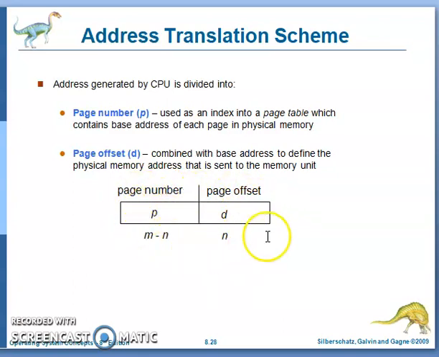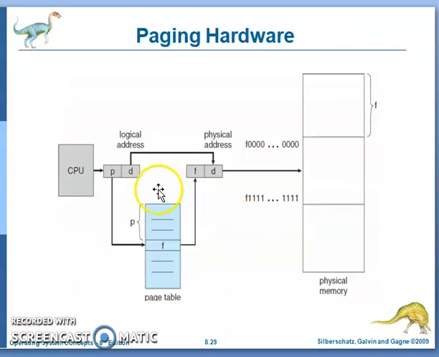So the total of m minus n and n bits is the total number of bits. The logical address can be divided into two parts: one is the page number and the second is the page offset. Now the CPU generates the logical address, which is divided into two parts: the page number, and the displacement value or offset value.